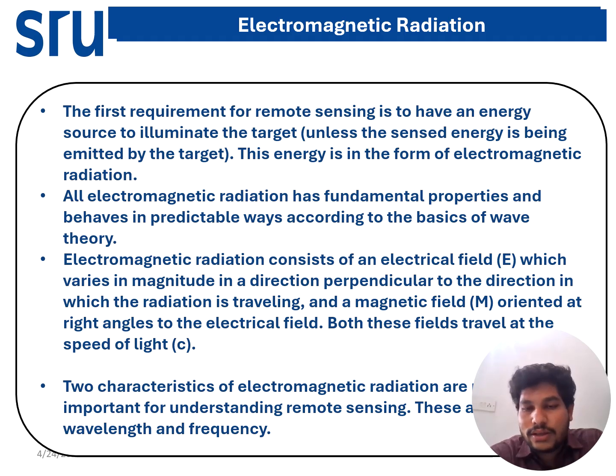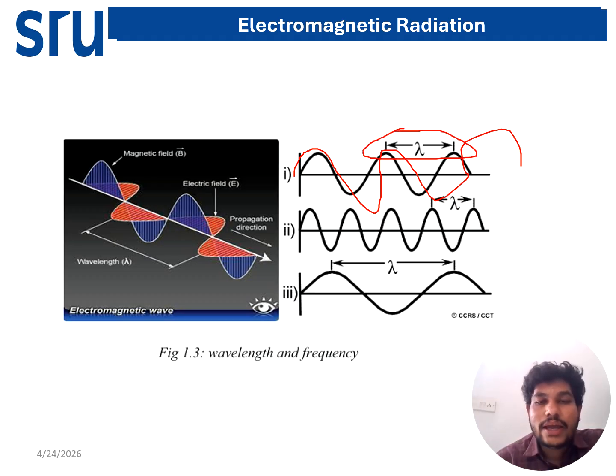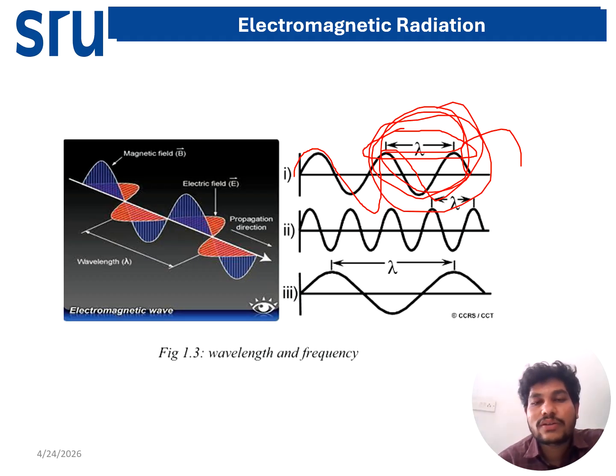Without wavelength we cannot understand remote sensing, because this is the most important thing, this is the DNA of remote sensing. Wavelength means collection or detection of wavelength. This is how a wave will move. This is how radiation will move. So this is called the wavelength, the distance between two consecutive crests, and frequency means how many cycles will complete per second. That is called the frequency.